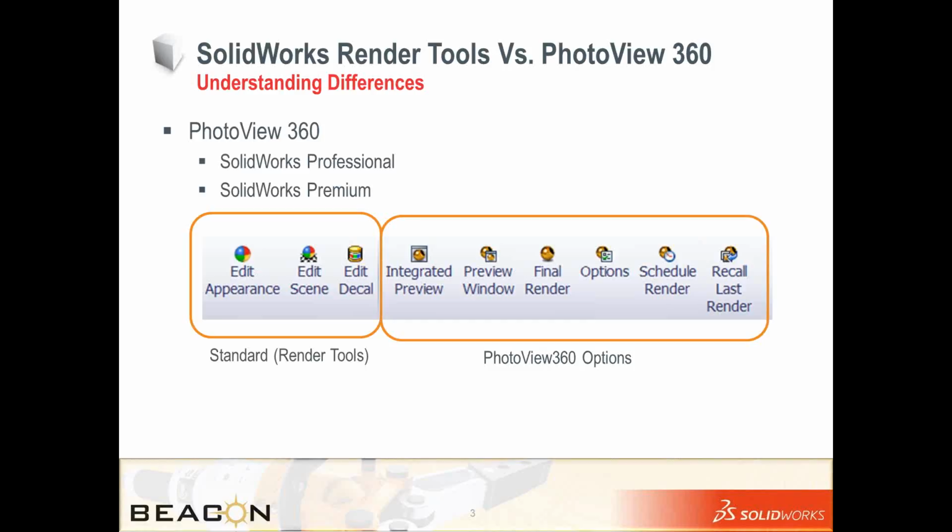But again, if you're seeing them grayed out, it means that you haven't checked the add-in of PhotoView 360. In a couple of minutes, we'll see how we need to add in the plugin. So again, there are 2 ways to go about it. First is, you add appearances, you add scenes, or you add decals, you make all your settings, and this can be done in every seat of SolidWorks, meaning Standard, Professional, and Premium. But when you want to render it, then you need a PhotoView 360 option, which comes with Professional and Premium.